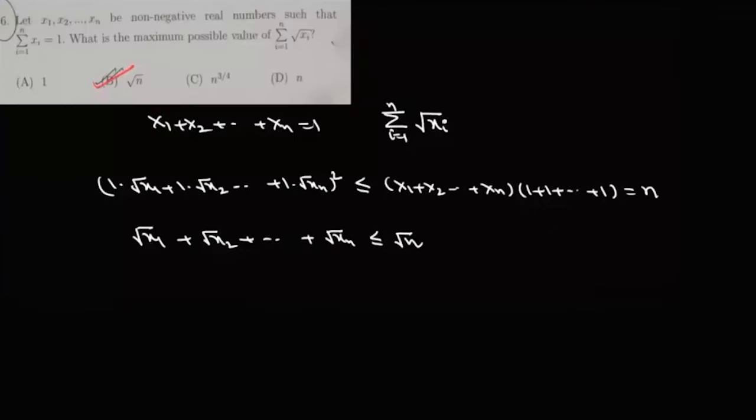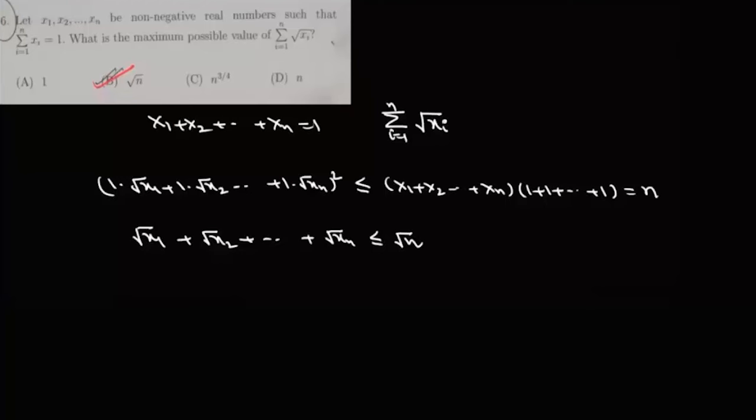Now in question number 6, we are given that the sum of all xi's is equal to 1. So there are n numbers whose sum is 1, and we need to find the maximum possible value of the sum of under root of xi, i varies from 1 to n, where x1, x2, xn are non-negative real numbers.